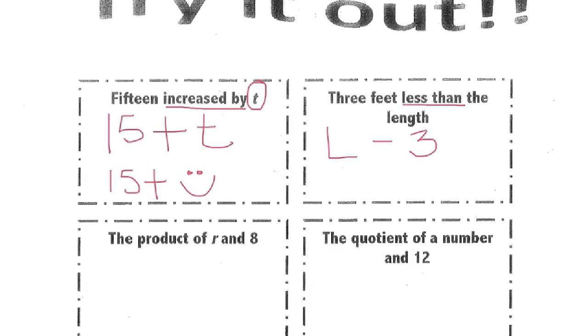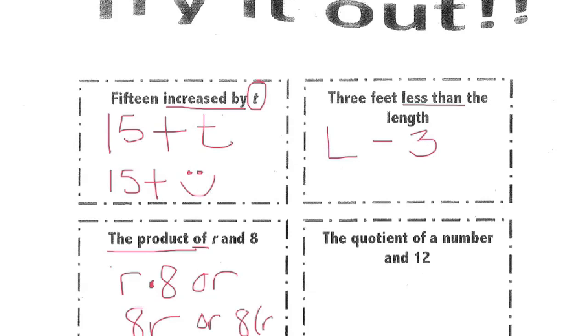The product of r and 8. The product means to multiply, and the product of, this one's easy. So r times 8. You could write it just like this, r times 8, or you could write 8r, or you could write 8 times r with parentheses. All of those would mean the same thing.